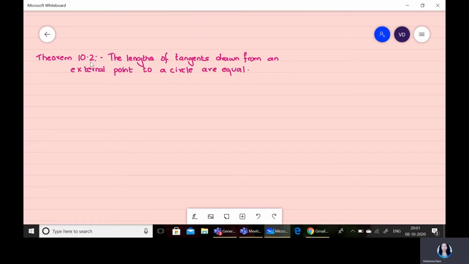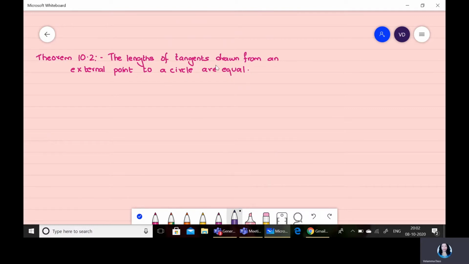Let's see theorem 10.2. The length of the tangents drawn from an external point to a circle are equal. As you all know, in the exam it will come: prove that the length of tangent segments drawn from an external point to a circle. So when any theorem is there, we have to write given, to prove, construction and the proof. So first let us visualize the diagram.